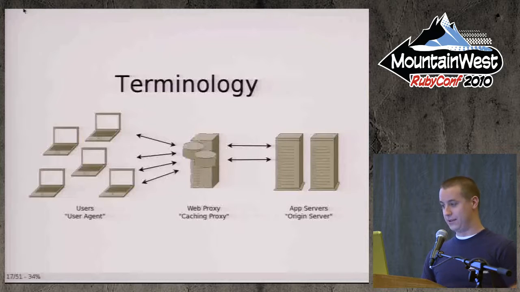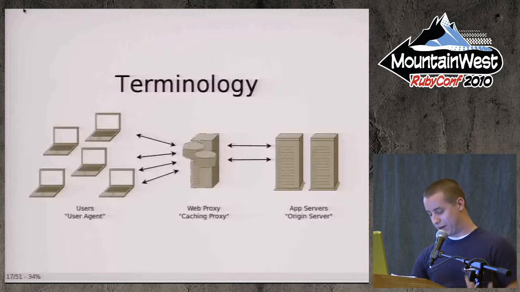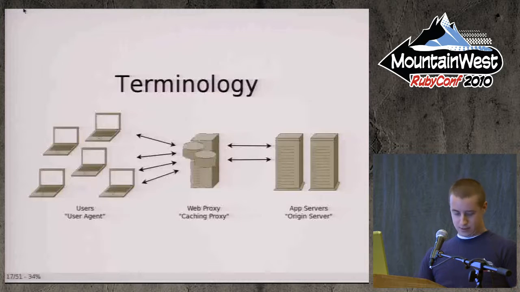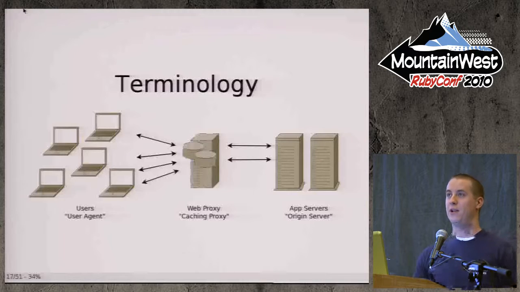The origin server is at the other end. It's the server where the resource lives, or where you're going to create it. It's the authoritative source for a document. And then in between, you can have proxies, which behave as both a client and a server.